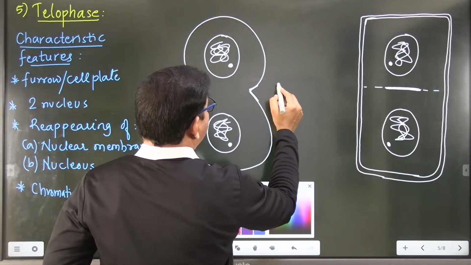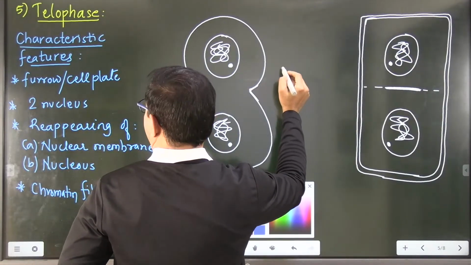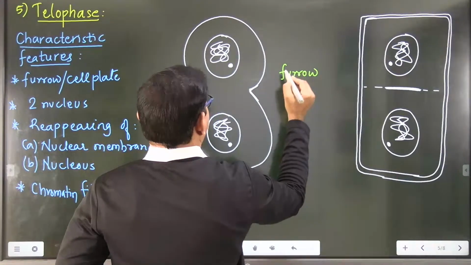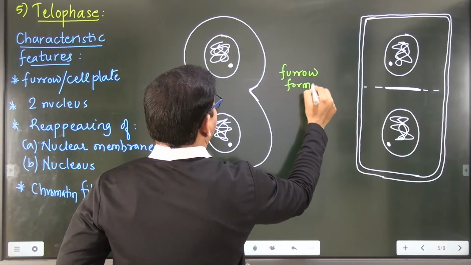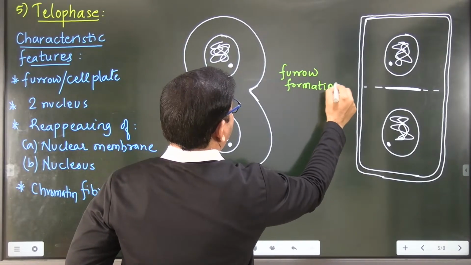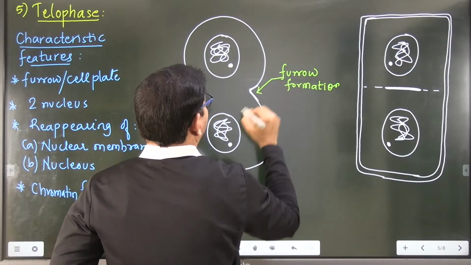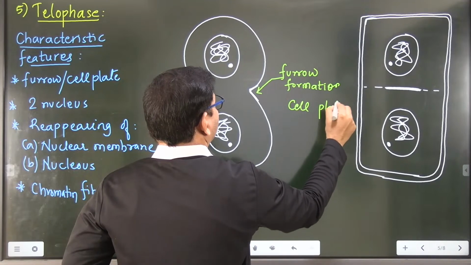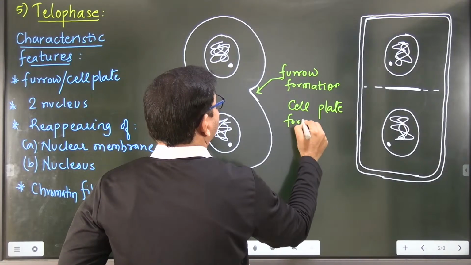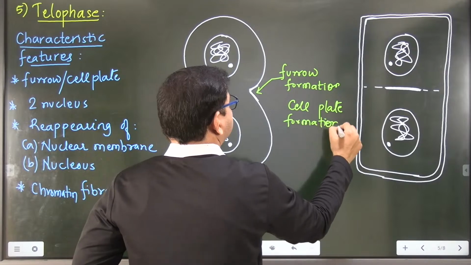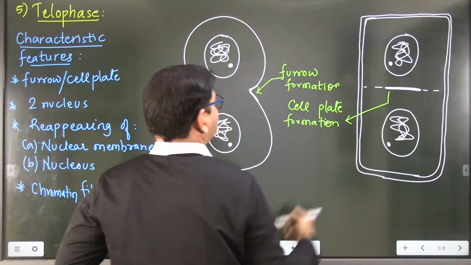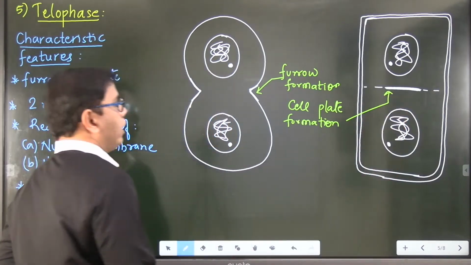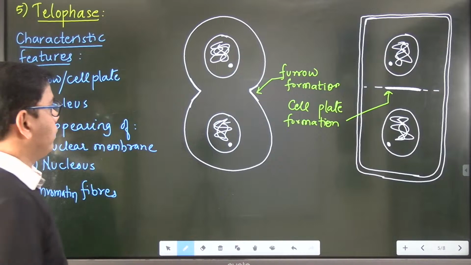First we will label the exclusive parts, that is what? Furrow formation in animal cell and cell plate formation exclusive for plant cell. And the arrow should be towards the part and not towards the name, right?